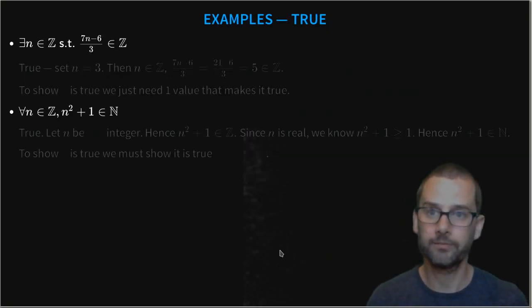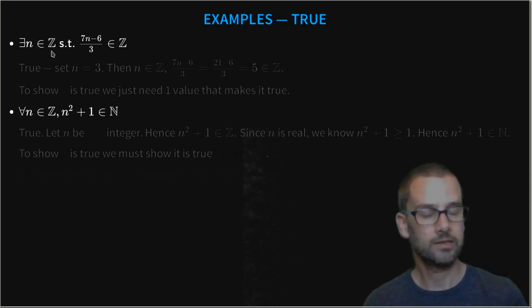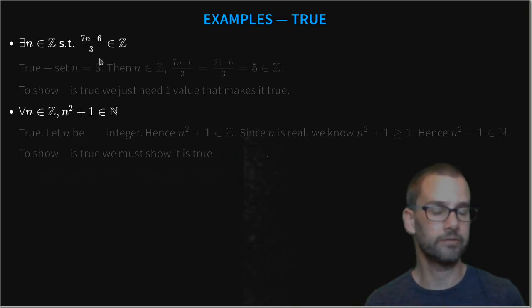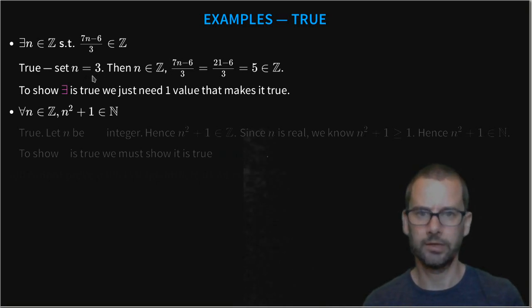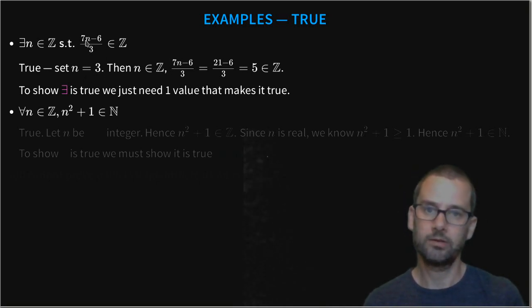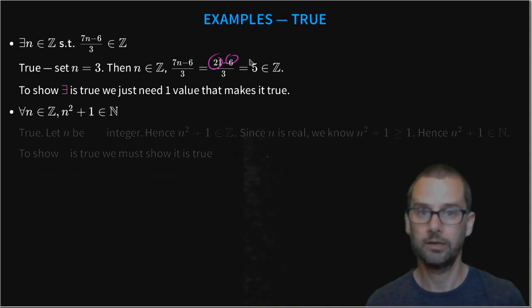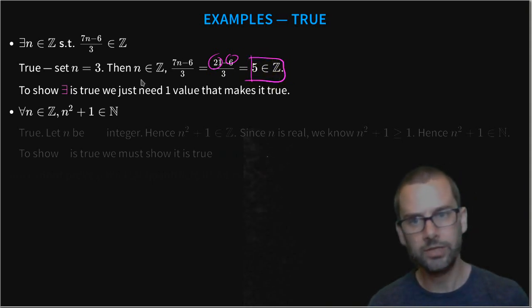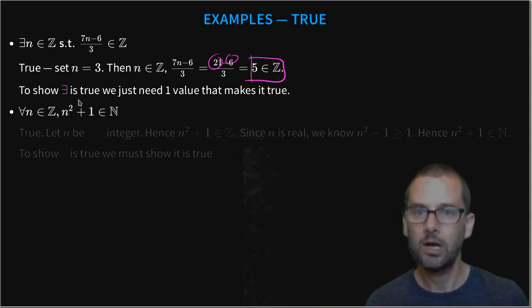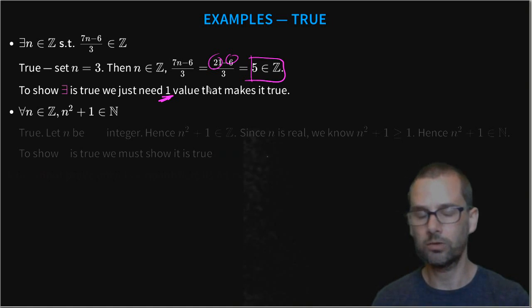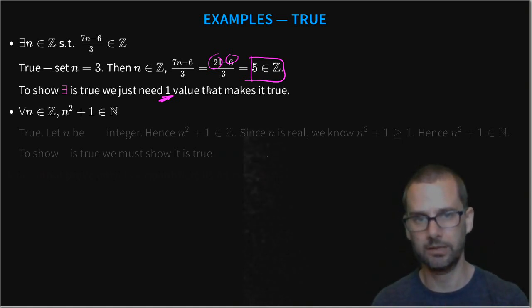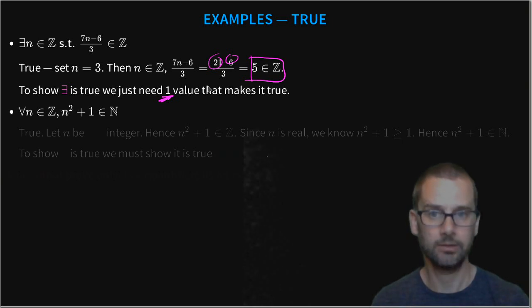So let's do some examples. Here's an existential statement. There exists n in the set of integers so that (7n minus 6) divided by 3 is an integer. And this is true. We could set n equals 3, and then the numerator becomes 7 times 3, 21, minus 6, which is 15, divided by 3 is 5, and 5 is an integer. So notice, we can demonstrate that this is true by just showing one single value that makes it true. That's the existential quantifier, we just need to find one example that makes it true. And then it's a true statement.